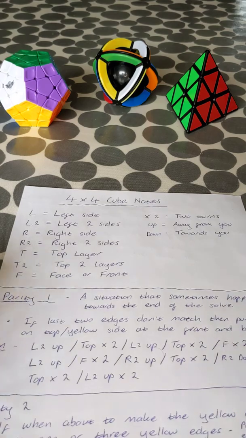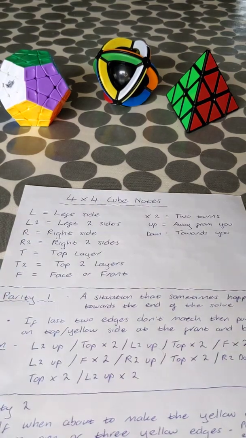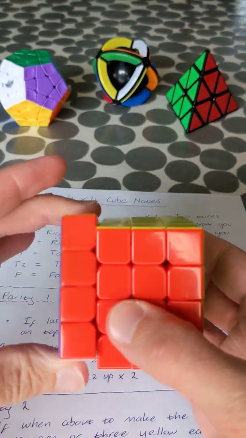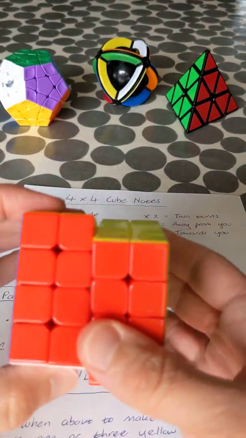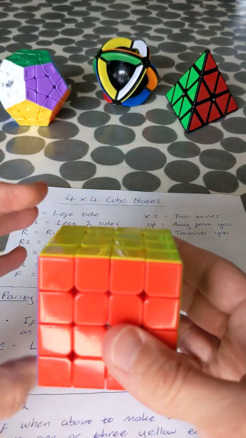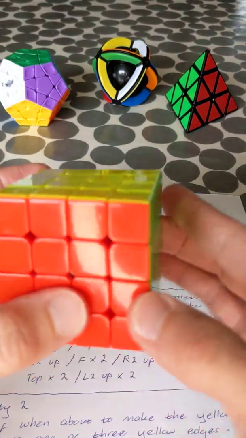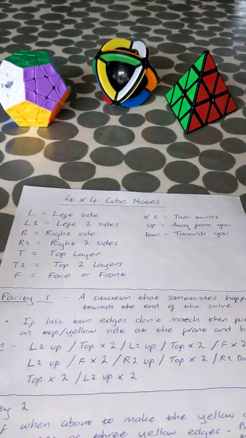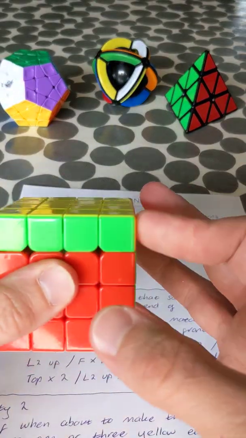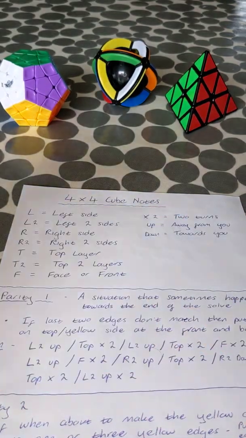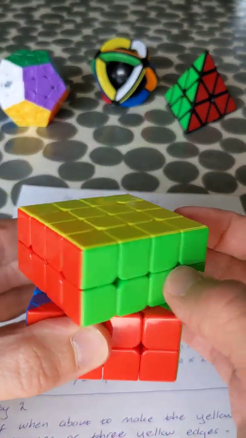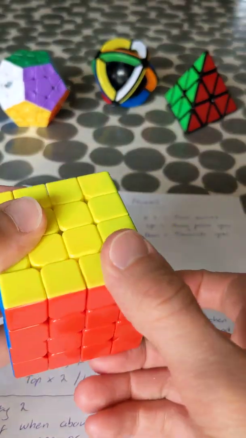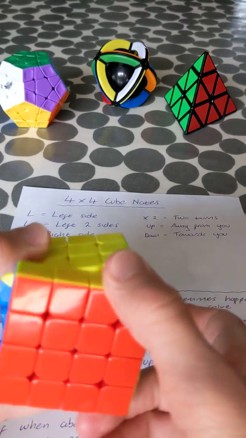So if I leave that there in terms of what we've got on the notes at the top, if we say left, that's just the left side. If left 2, then it's the 2 layers to the left. If it's right, it's just the right side. And if it's right 2, it's the right 2 layers that are moving that way. The top layer is just the very top one, and obviously the top 2, or T2, is the top 2 layers. We have the face, F for face or front, is the one that's towards you there.